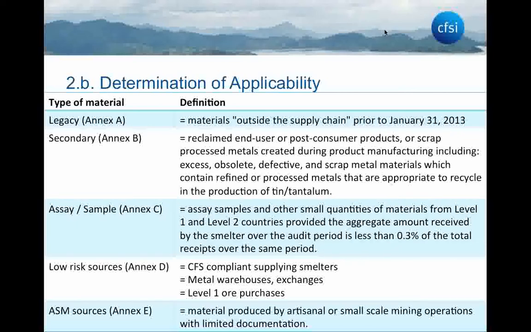Annex D in the audit protocol further describes various arrangements that have been made for low-risk sources, such as conflict-free smelter compliant smelters that supply material to the smelter that is being audited, metal warehouses or exchanges, although the expectation for documentation from those will depend on whether the material sourced from a warehouse or a metal exchange has originated from a CFS compliant smelter or not, as well as the level 1 purchases, which, as has been mentioned before, now require only a sample to be reviewed by the auditor.